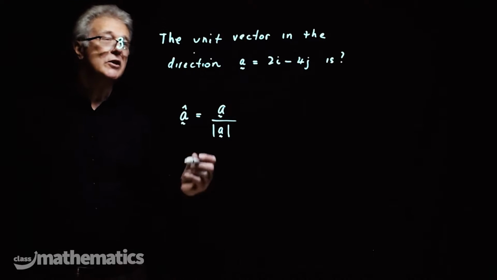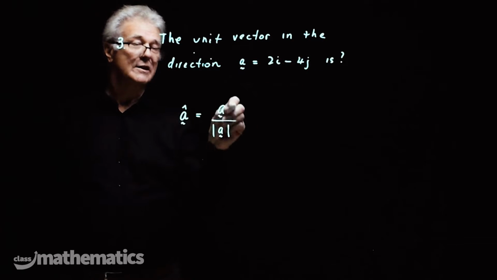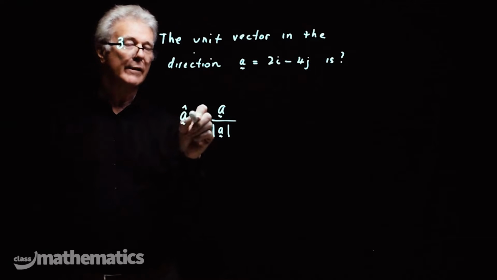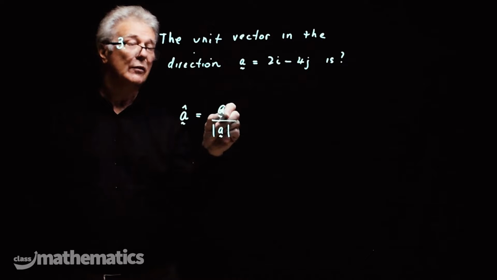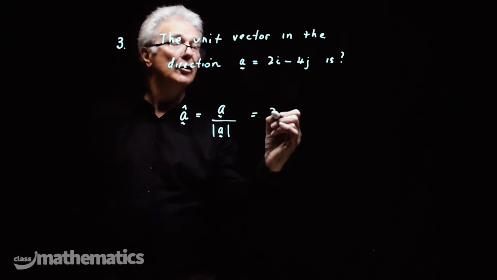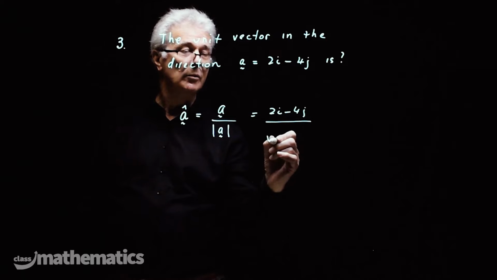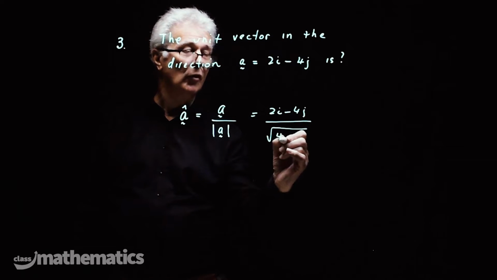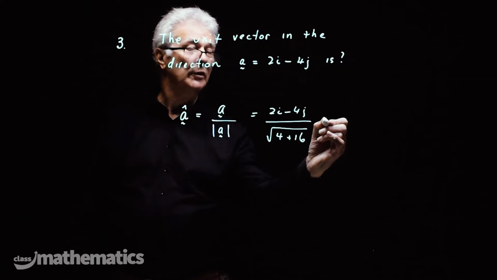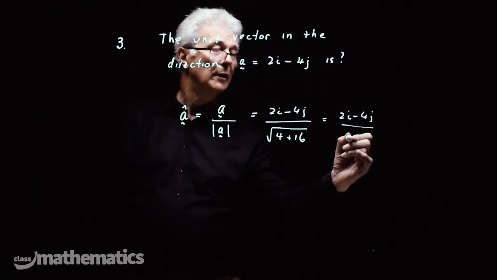The unit vector in the direction 2i minus 4j is, now this is how you work it out. You use a little hat on top of this to indicate the unit vector, and that is the vector itself divided by its magnitude. That easy. So that would be equal to 2i minus 4j over the square root of 2 squared, which is 4, plus 4 squared, which is 16. So that would be equal to 2i minus 4j over the square root of 20.